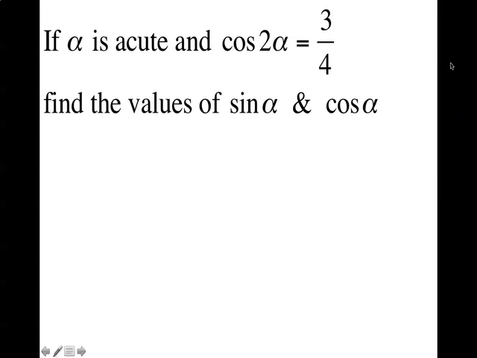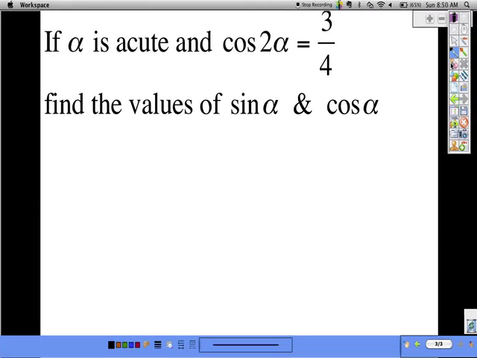Now we're going to sort of work backwards. I know that some angle is acute, and I know that the cosine of an angle twice as big is equal to 3/4. What is the original angle? Well, we can use our double angle identities for cosine to find both sine of alpha and cosine of alpha.